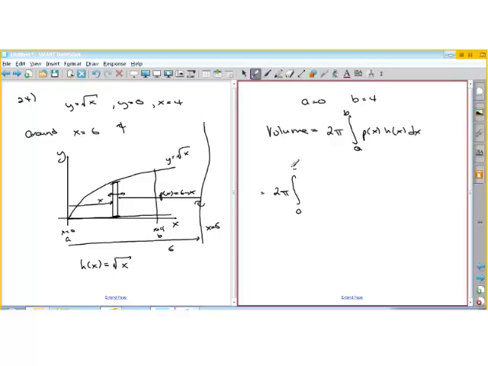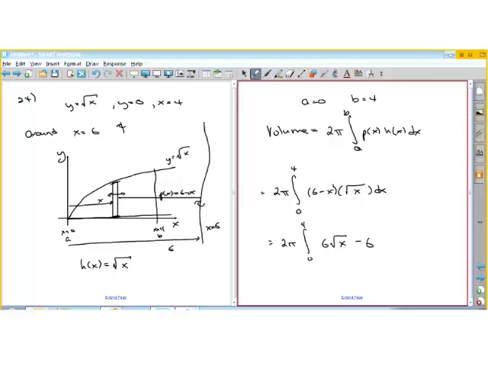So a is 0, b is 4, p of x is 6 minus x. H of x is the square root of x, multiplied by dx. So that's our formulation. So we're going to multiply this out before we integrate. So we'll get 6 square root of x minus 6.